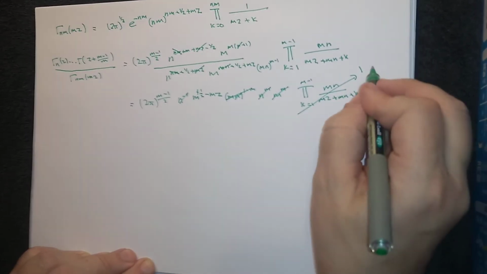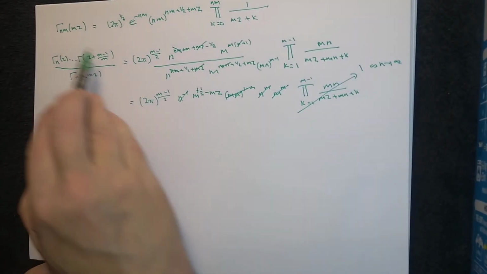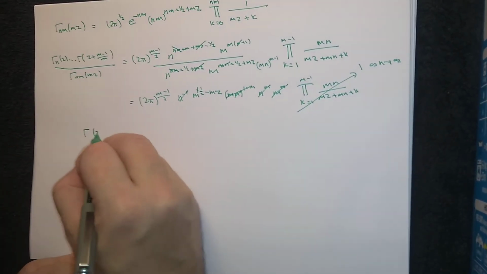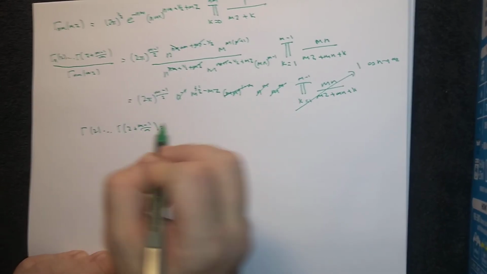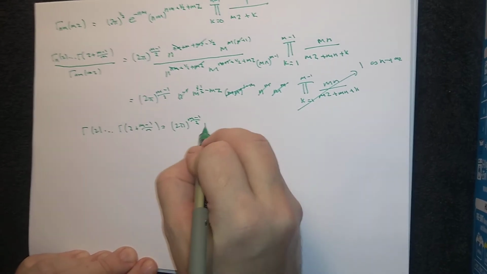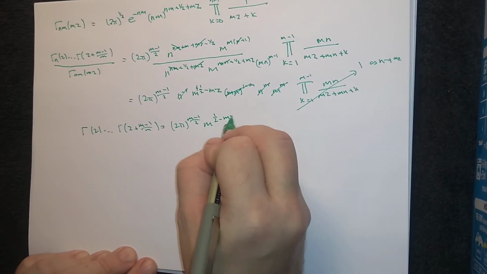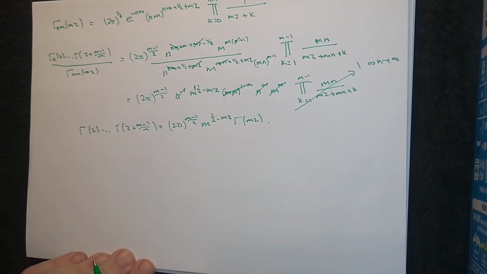But that thing goes to 1 as n goes to infinity. So as n goes to infinity, this gives me gamma z. Gamma z plus n minus 1 over m is 2 pi to the m minus 1 over 2 m to the half minus mz gamma mz, which is the Gauss multiplication formula.